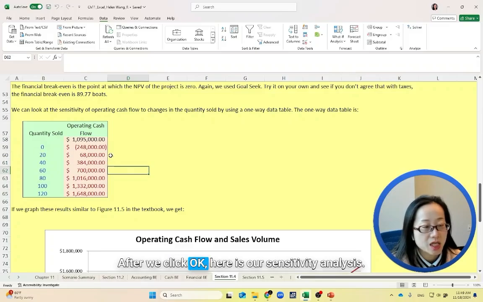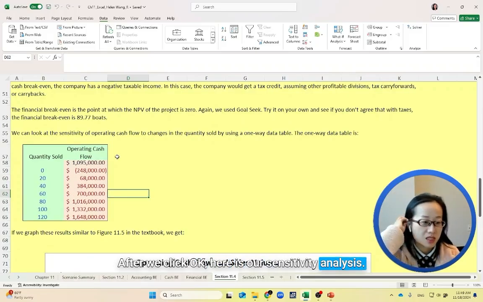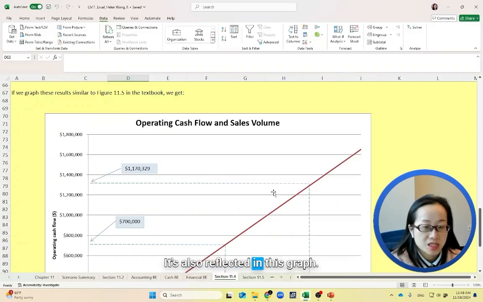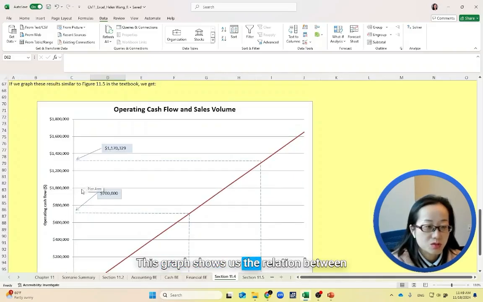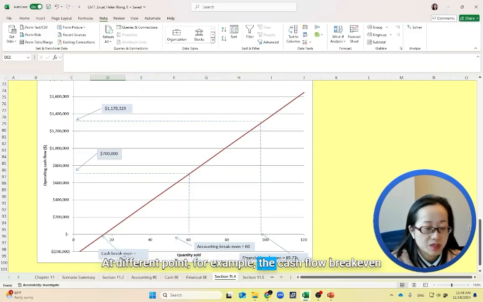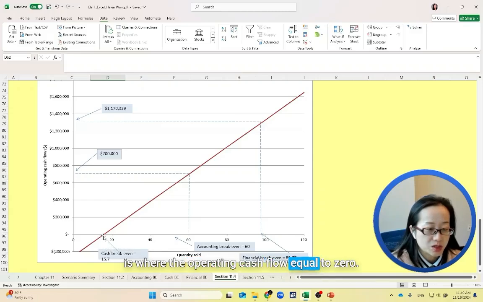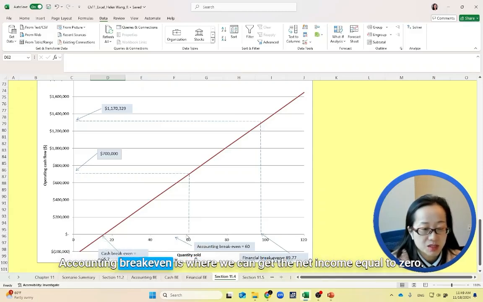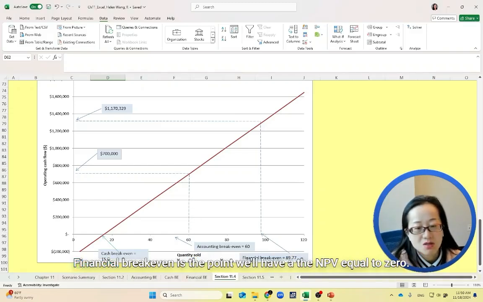After we click OK, here is our sensitivity analysis. It's also reflected in this graph. This graph shows us the relation between operating cash flow and the units sold here. At different points, for example, the cash flow break-even is where the operating cash flow equal to 0. Accounting break-even is where we can get the net income equal to 0. Financial break-even is the point we'll have the NPV equal to 0.